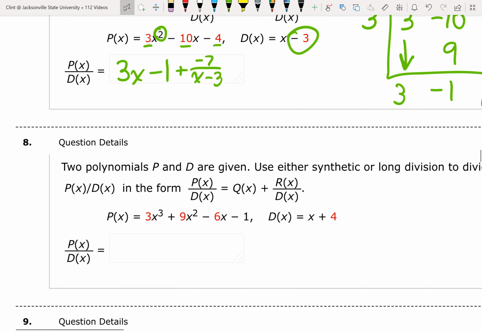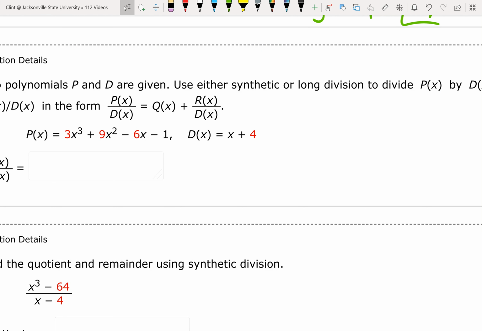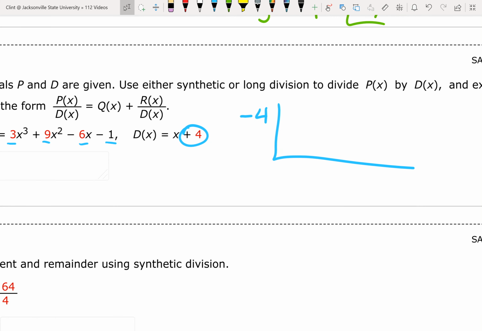Number 8. Same thing. I'll do a different color just because I can. Okay, so it was plus 4, so I'm going to put a negative 4 out front. Check to see if I need any placeholders. I don't, because I have x to the third, x squared, x, no x. So none are missing. So my coefficients up here will be 3, 9, negative 6, negative 1.